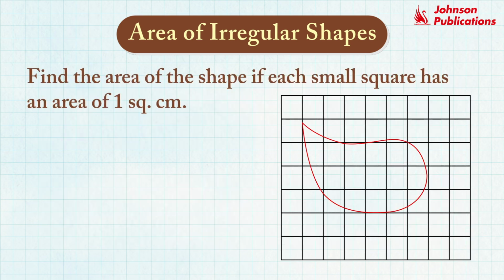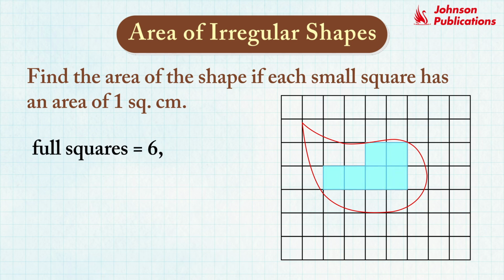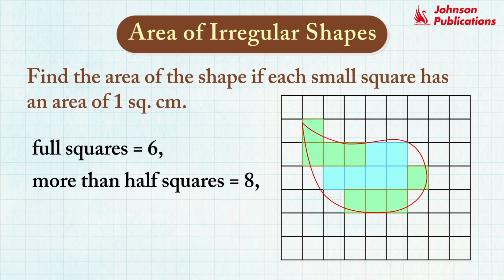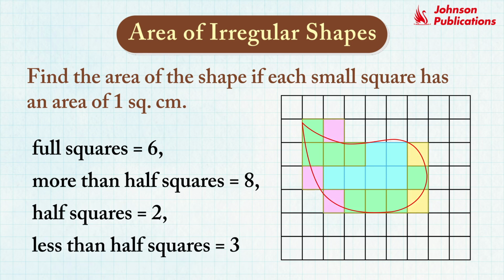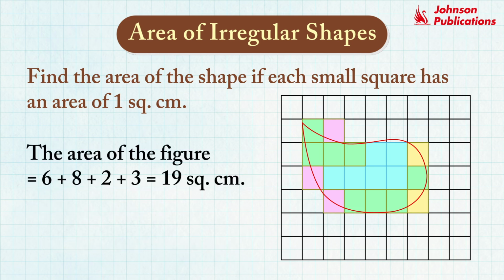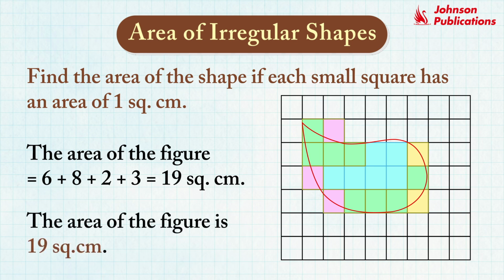Example, find the area of the shape if each small square has an area of 1 square centimeter. To find the area, count the number of full, half, less than half, and more than half squares. Full squares is equal to 6, more than half squares is equal to 8, half squares is equal to 2, less than half squares is equal to 3. The area of the figure is equal to 6 plus 8 plus 2 plus 3 equals 19 square centimeters.